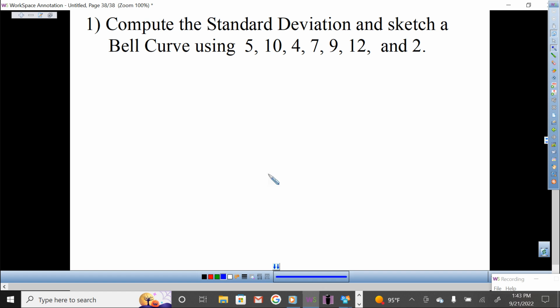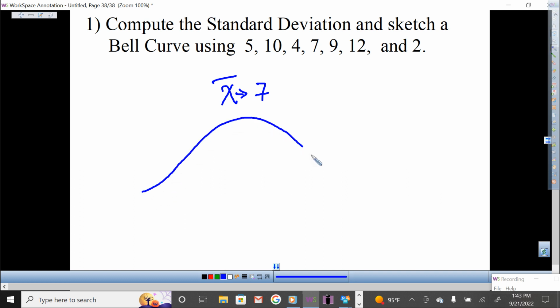First of all, what's our mean? Mean. Andrew. 7. Hands, have you got 7? Yes? Okay. So here goes my bell curve. There you go.